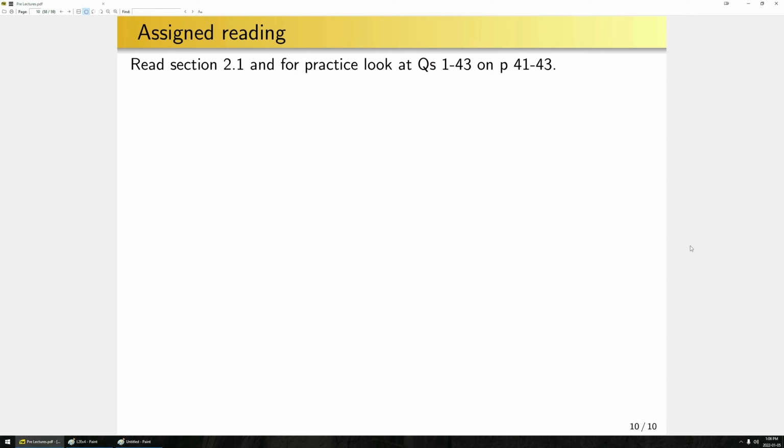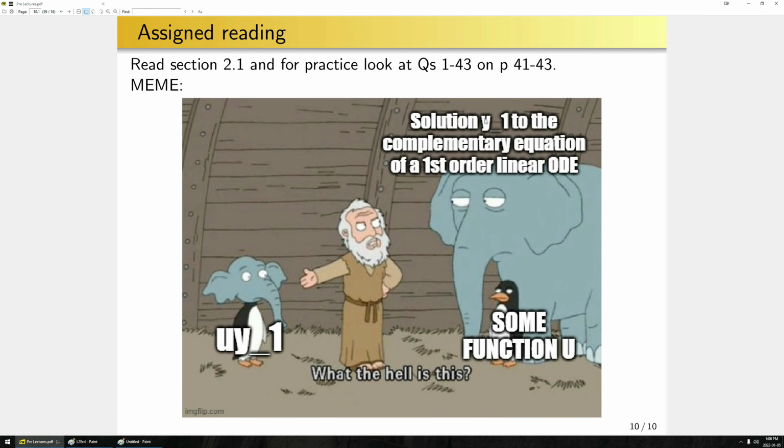Like always, I will leave you with a meme. So here's our meme. A solution y1 to the complementary equation of the first order linear ODE. Some function u. Multiply them together, you get a solution to the non-homogeneous equation.